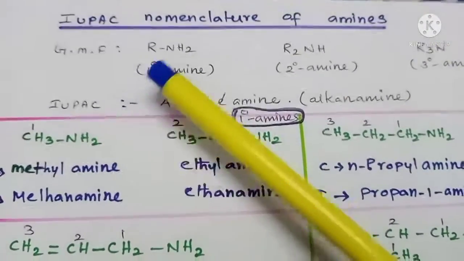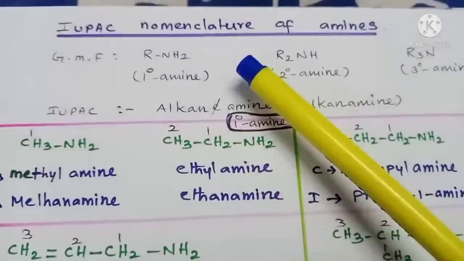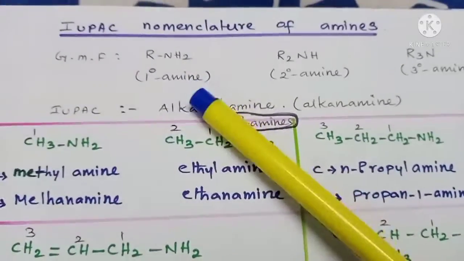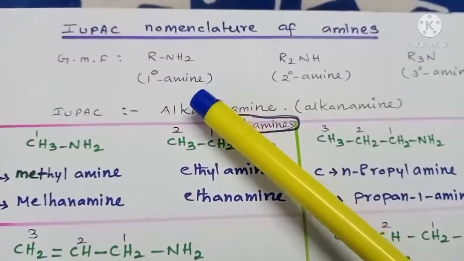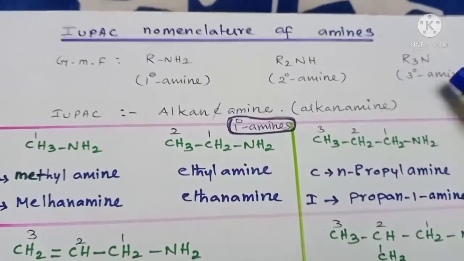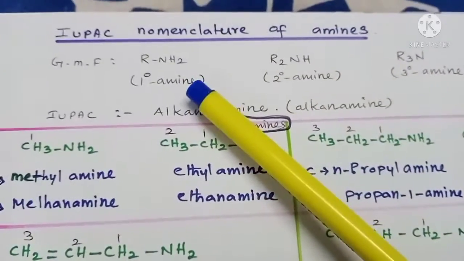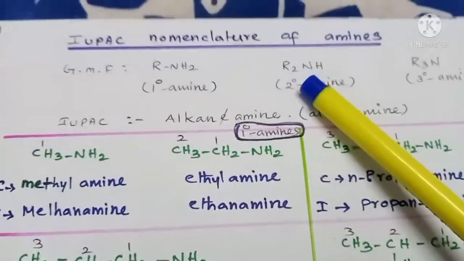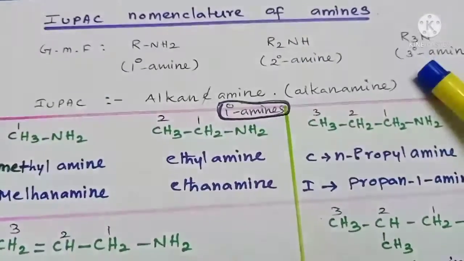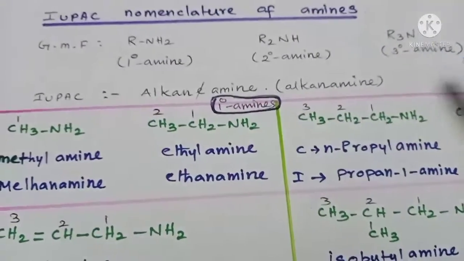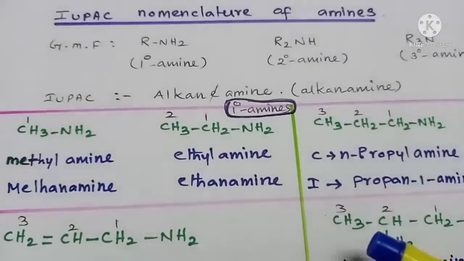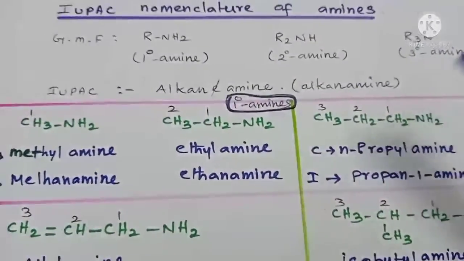The general molecular formula of amines: RNH2 for primary amine. Actually, in amines we have three different types: primary amine, secondary amine, and tertiary amine. RNH2 is the general molecular formula of primary amine, R2NH for secondary amine, and R3N for tertiary amine. We are going to discuss the IUPAC nomenclature of all three types of amines.